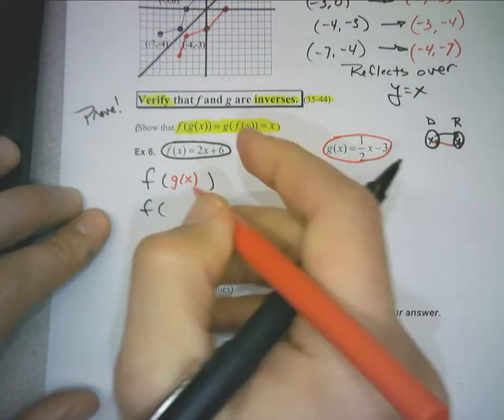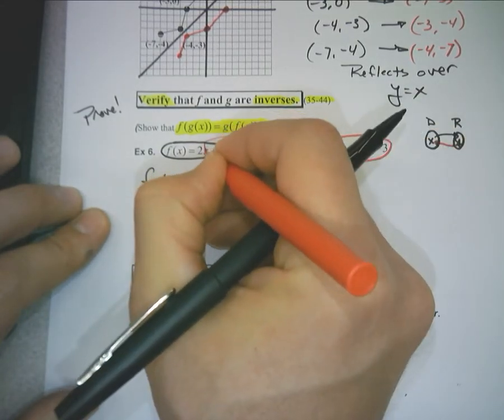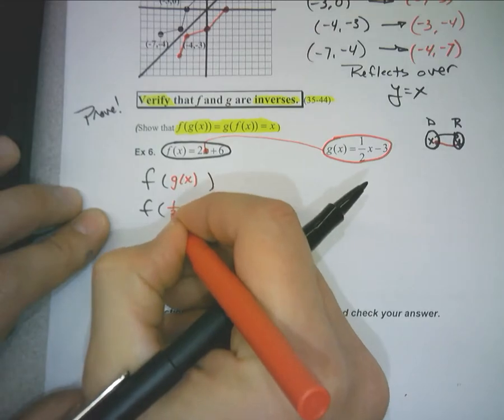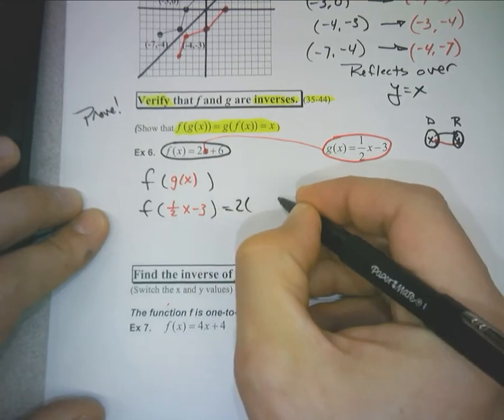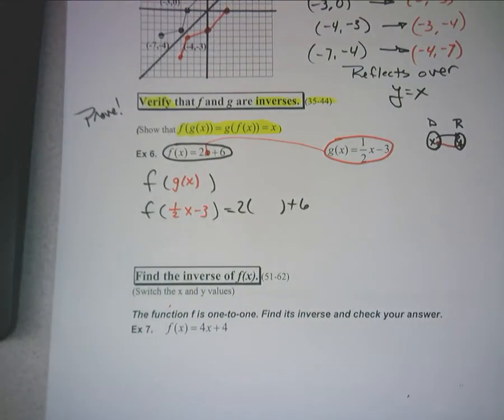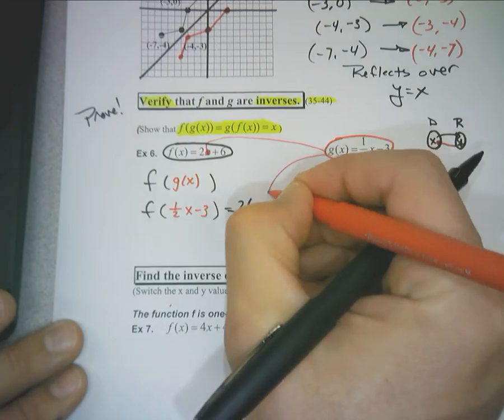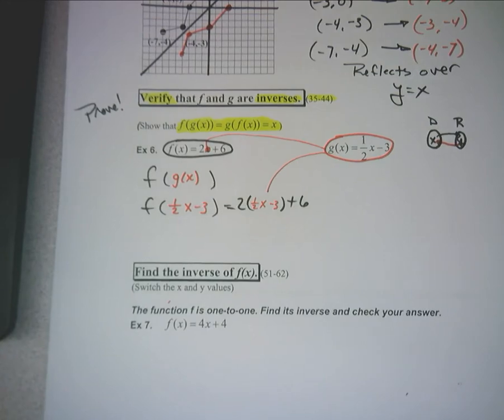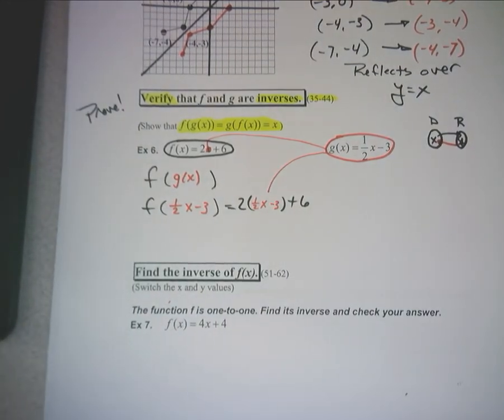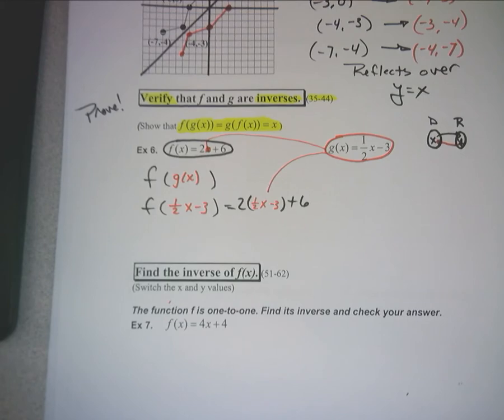So I'm inputting this guy here. I'm going to take this, I'm going to input right there. I'm inputting 1/2 x minus 3. So the f function is 2x plus 6, but instead of x, I put parentheses. And in parentheses, I'm putting in this guy right here, 1/2 x minus 3. All right, we need to simplify. How do you simplify that, guys? Shout it out. What do you got to do? What do we have to do? What's that? Distribute. Yeah, we got to do a little distributive property.